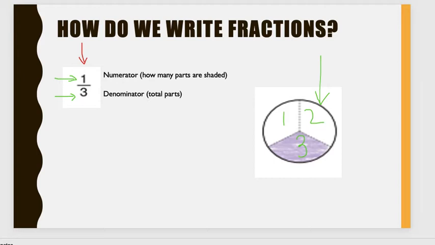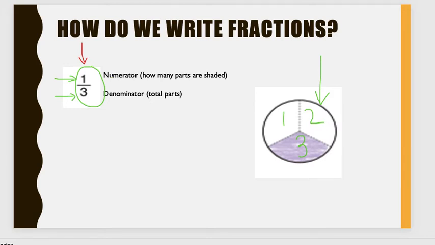So I can say 1 out of the 3 parts is shaded in purple, or I can say 1/3 is shaded in purple. And if I was going to write it as a number, I would write it just like this, 1/3. Now, I will tell you how I got this number.